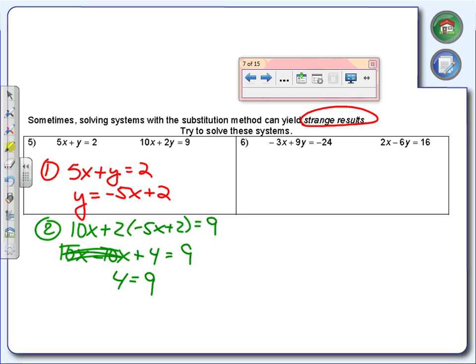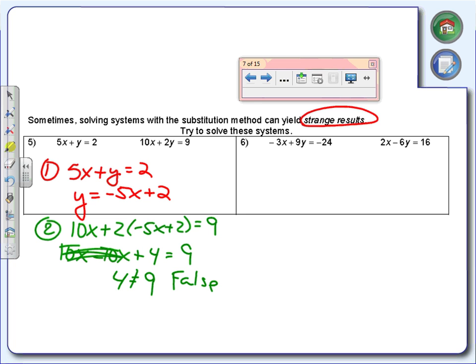Now remember, it says something strange was going to happen. What's so strange about that? What's missing? There's no more variables. That's one thing. There are no more variables in the equation. What else do you notice about what this says here? It says that 4 is equal to 9. Is 4 the same thing as 9? No, this is not true. 4 is not equal to 9. That is absolutely false.